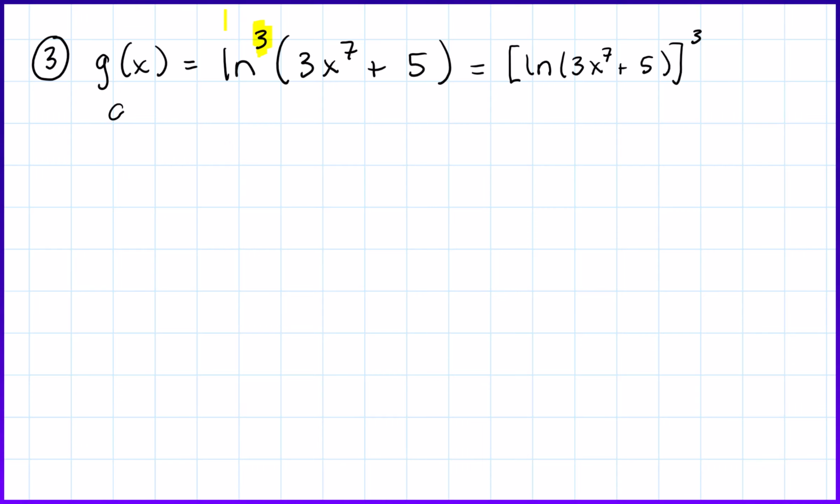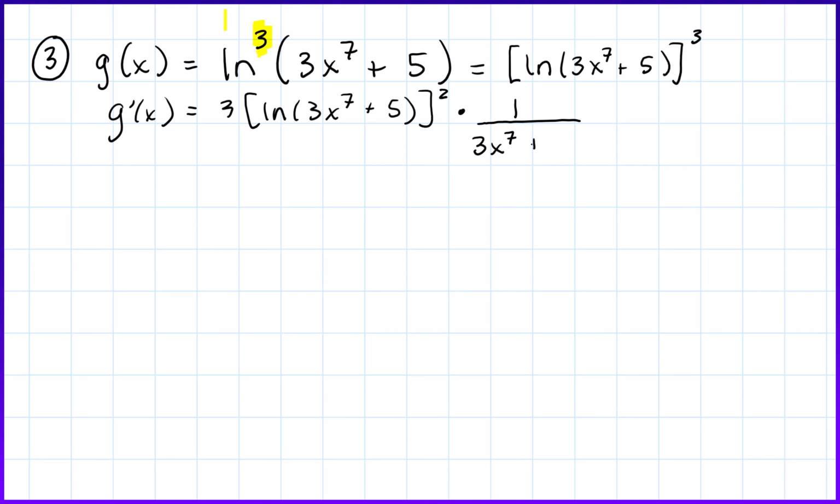And so when we take this derivative, g prime of x, we're going to take the derivative of the outermost function, the power, so 3 times the natural log of 3x to the 7th plus 5, to the 2nd power. Then we go to the next inner function, which is the logarithm. So the derivative of the natural log is 1 over 3x to the 7th plus 5, 1 over the argument, what we're taking the log of. And then the last layer, the innermost function, is that polynomial. And so the derivative there is 21x to the 6th. And now we've got the whole derivative.